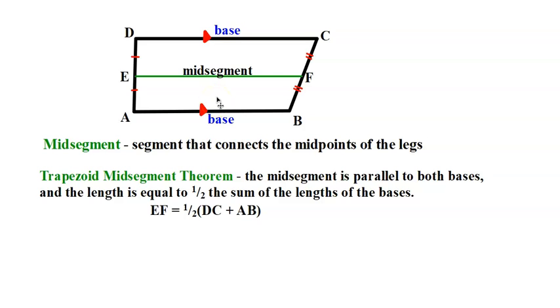Remember, in a triangle, the midsegment was half of the side it doesn't touch. Well, here it's got two sides that it doesn't touch, so you add them up. It's half of those two sides added up, right, which makes it the average of the bases.